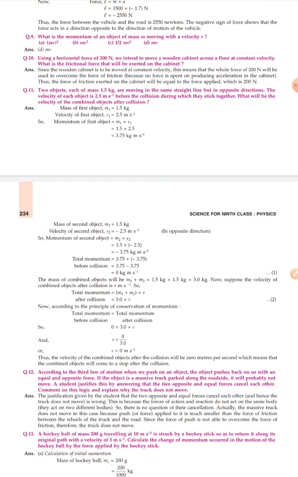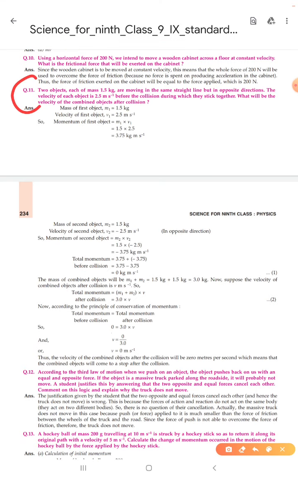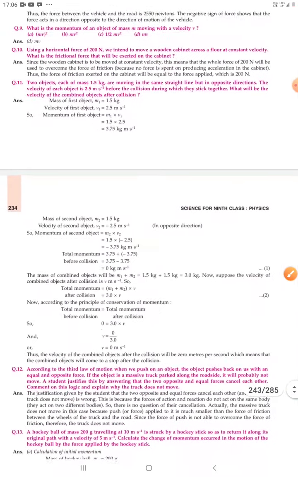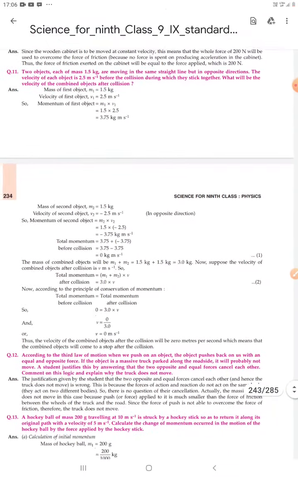Okay, number one, this question is very important. Question number 11: two objects each of mass 1.5 kg are moving in the same straight line but in opposite direction. The velocity of each object is 2.5 meter per second before the collision, during which they stick together. What will be the velocity of the combined object after collision?